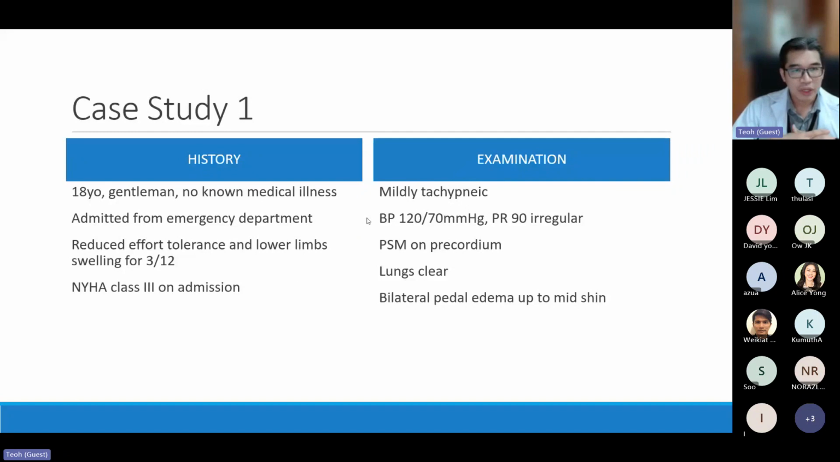This is an 18-year-old gentleman with no known medical illness. He came to the emergency department with heart failure symptoms, reduced effort tolerance and lower limb swelling for 3 months. During admission, the NYHA is class 3. On examination, the patient is mildly tachypneic, blood pressure is good, 120/70, heart rate is 90, but he is in atrial fibrillation. You hear a pansystolic murmur on the precordium, lungs so far are clear, but the lower limb already has pitting pedal edema up to the mid-shin.